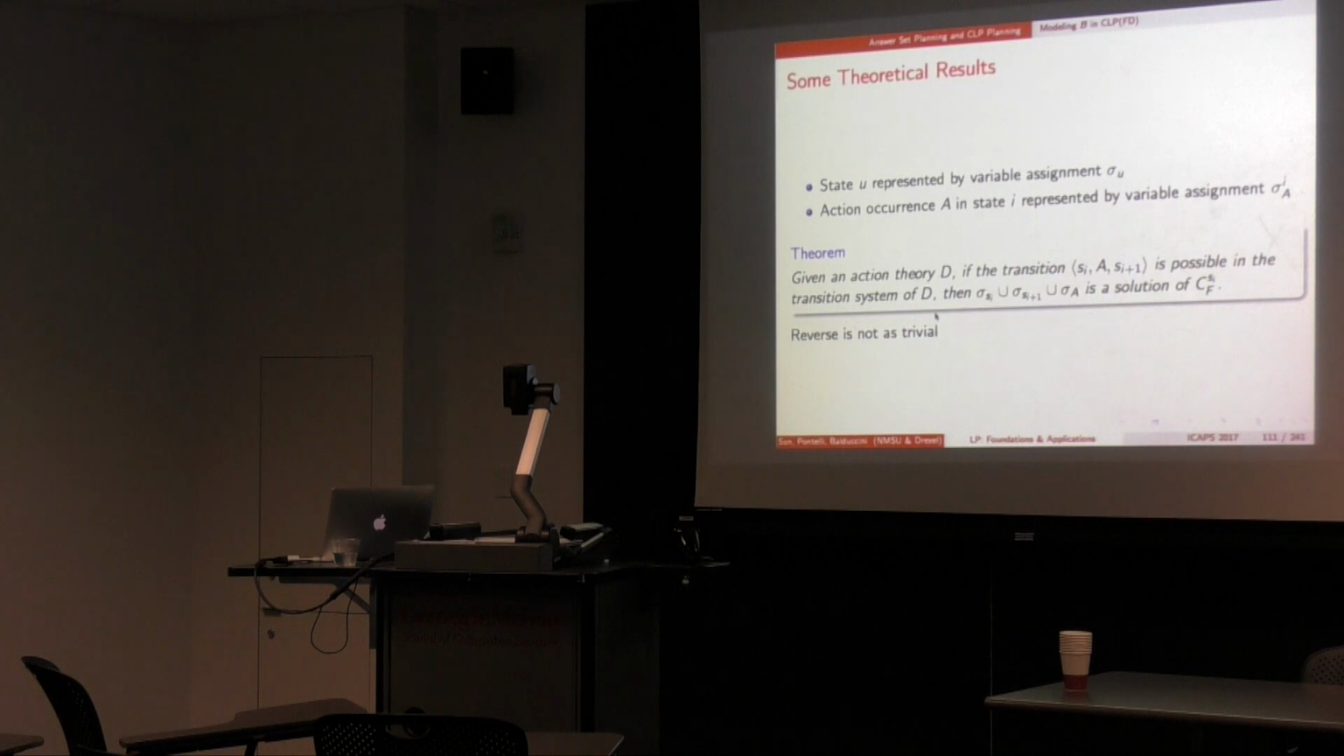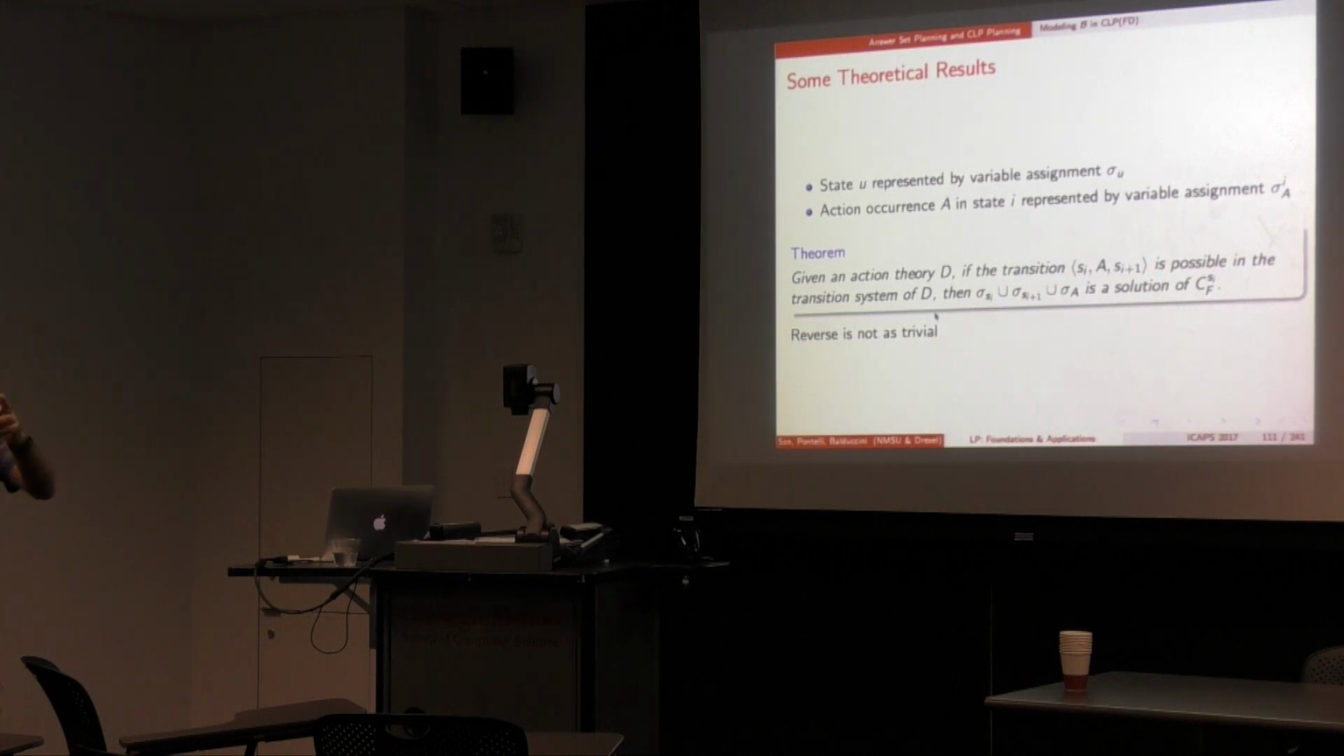So first of all, we can actually show that this encoding correctly captures the transitions of the action theory. So if the action theory has a possible transition that goes from state I through the action A to state I plus 1, then if we look at the solutions of the constraints that we just built, we get that indeed this is a solution of the constraints.